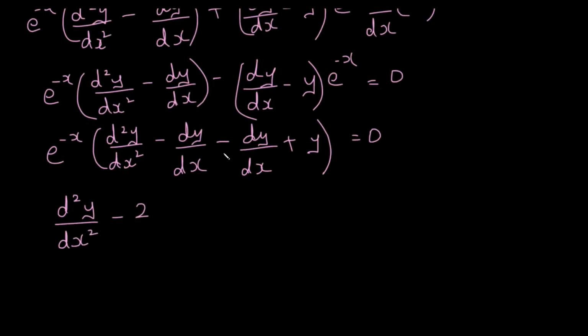So these two terms are similar. So we add them and we get minus 2 dy by dx plus y is equal to 0. And thus this becomes our answer.